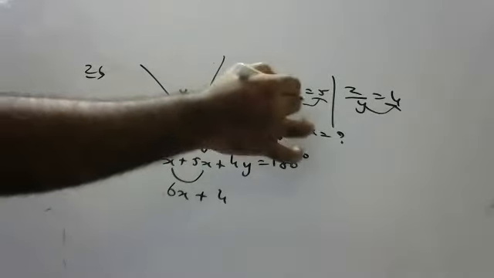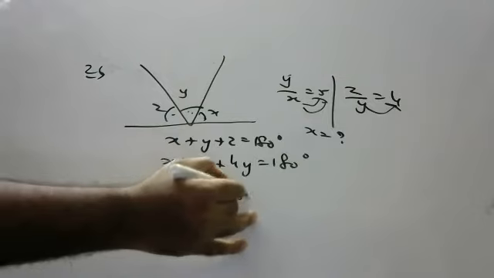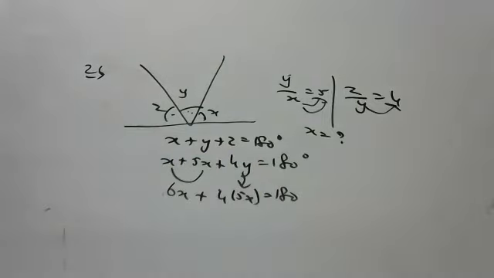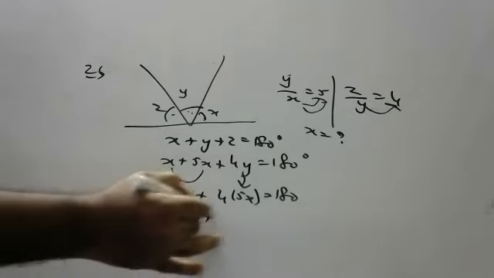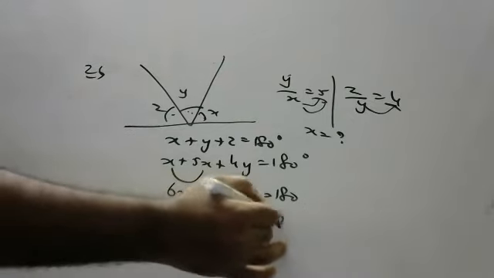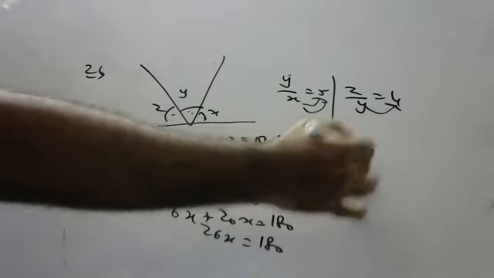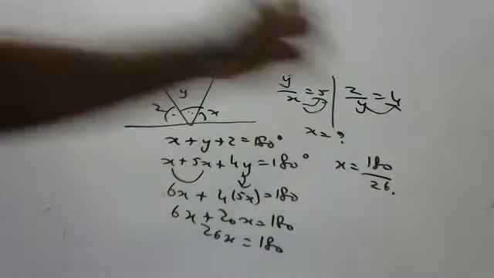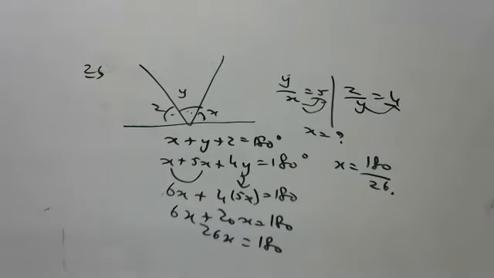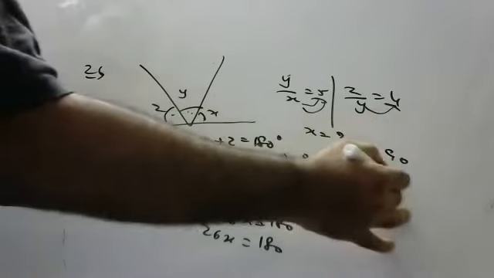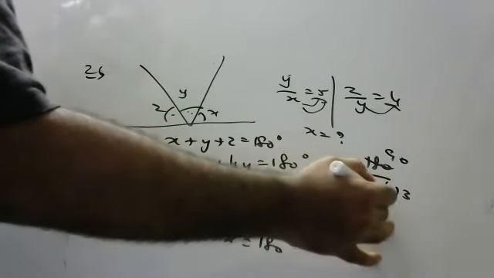Already we got y is equal to 5x. Again I will put 5x, children. So 6x plus 20x is equal to 180. 26x is equal to 180. x is equal to 180 by 26. Okay, children, 26 times 6 is 156, so x is equal to 90 by 13.